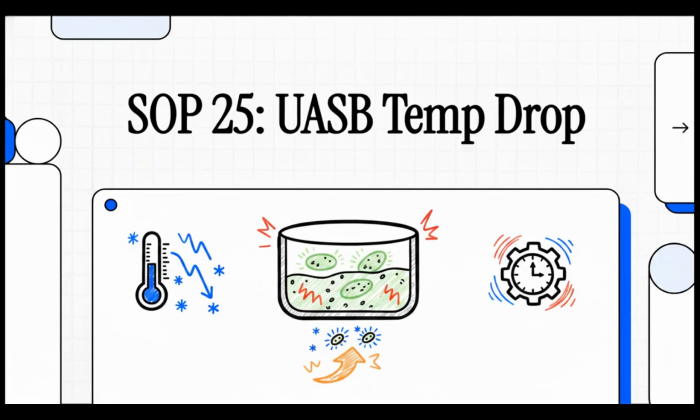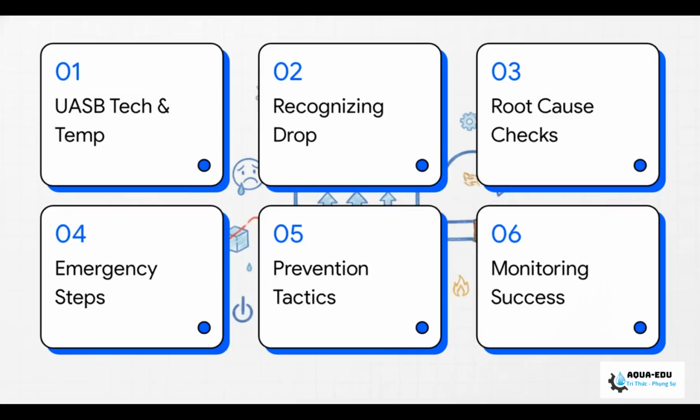We're zeroing in on a real operational nightmare, a sudden temperature drop in the USB reactor. Now, as plant managers and wastewater operators, you already know that when that tank temperature crashes, the clock is literally ticking. We've got to set a calm but really urgent pace today to understand exactly how we can save our vital methanogen communities and get treatment efficiency back online before things go completely sideways. Okay, let's dive right into this.